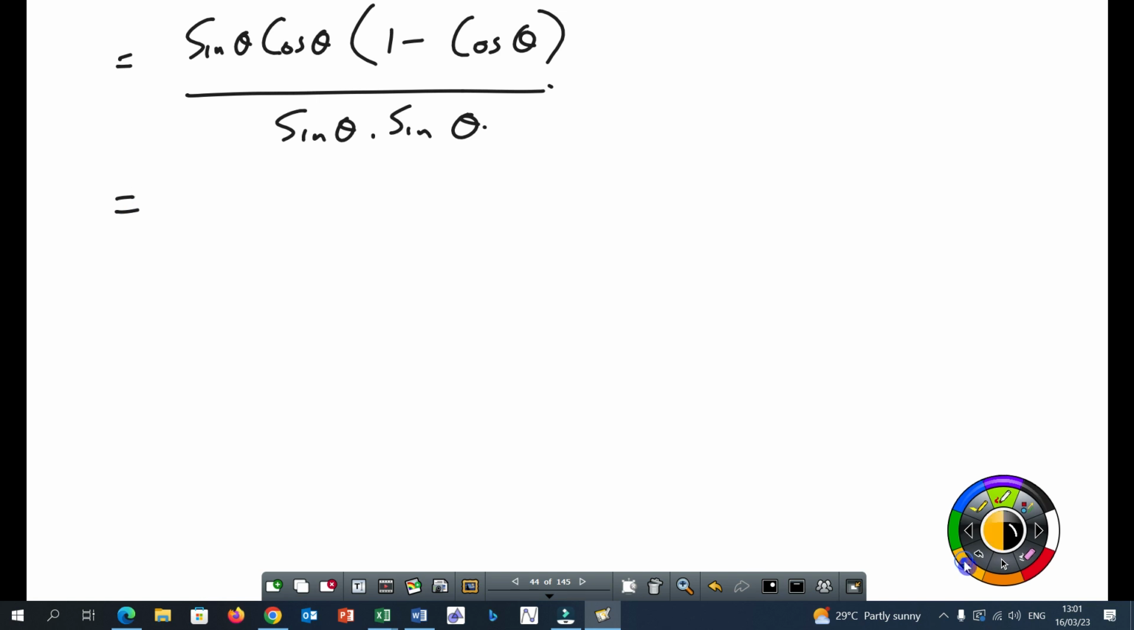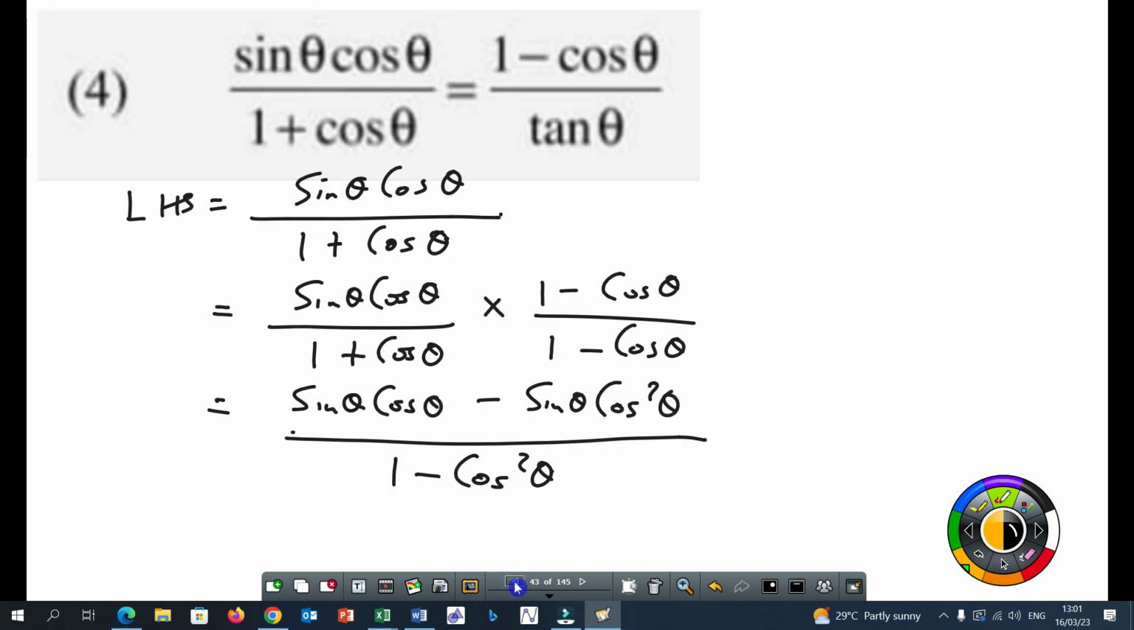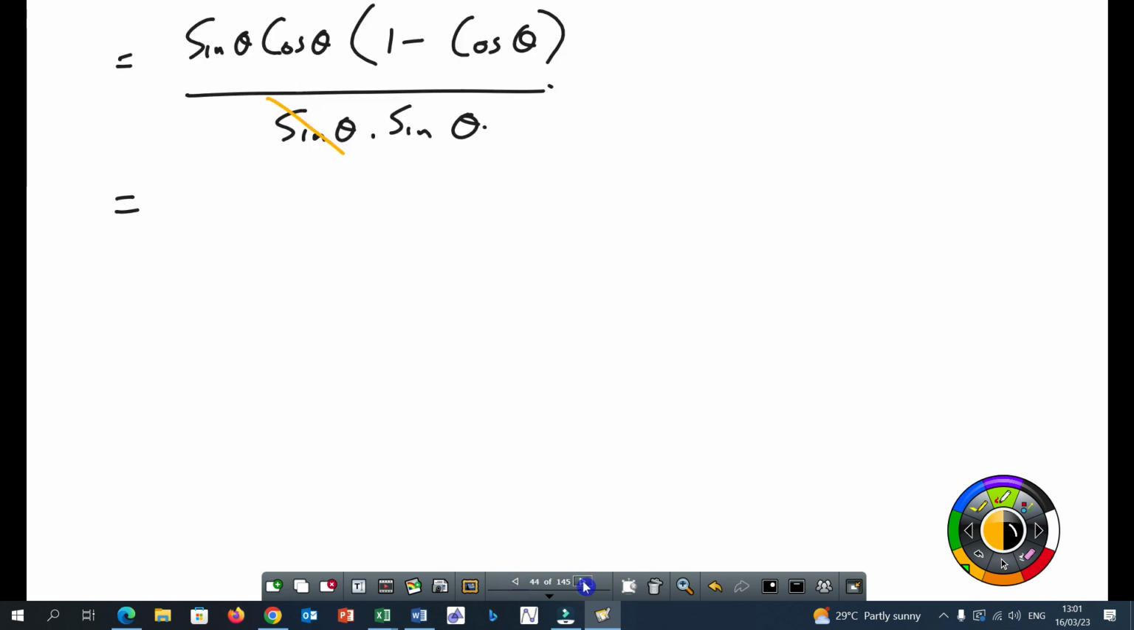Then this sine theta and, let's see what's on there. There's tan there. Because there is tan on the other side, it means we must have sine and cos. So this sine and that sine are going to cancel out.